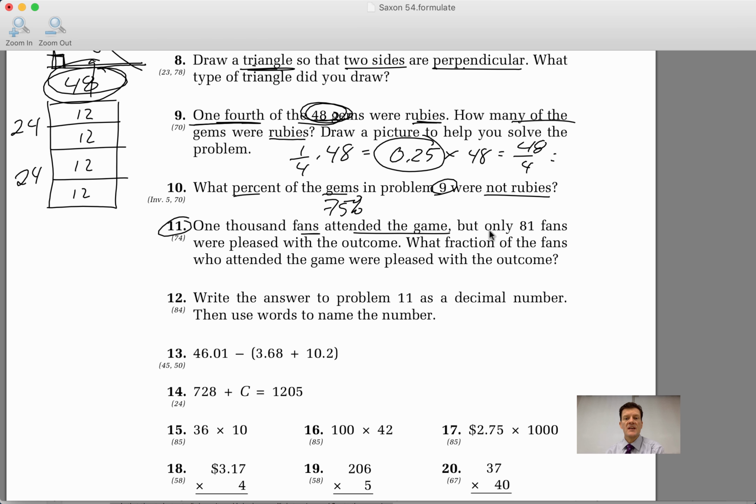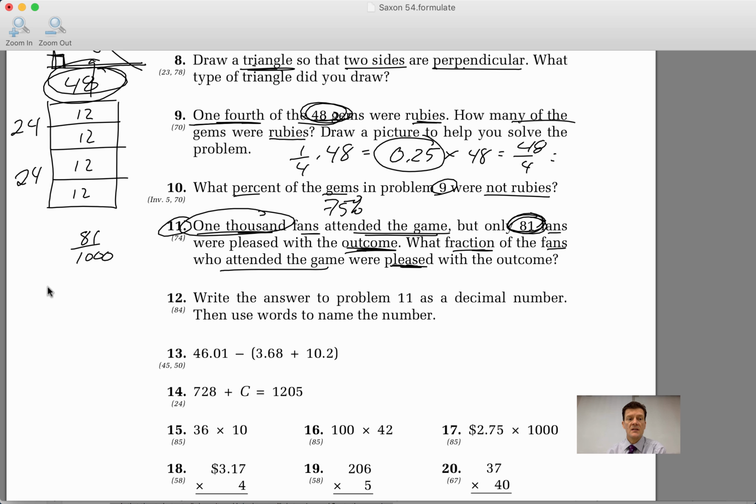1,000 fans attended the game, but only 81 fans were pleased with the outcome. What fraction of the fans who attended the game were pleased with the outcome? Well, you know that 81 were pleased and a total of 1,000 fans were there, so 81 over 1,000 would be your fraction that is pleased. By the way, the fraction that is not pleased would be the remaining number of fans over 1,000.